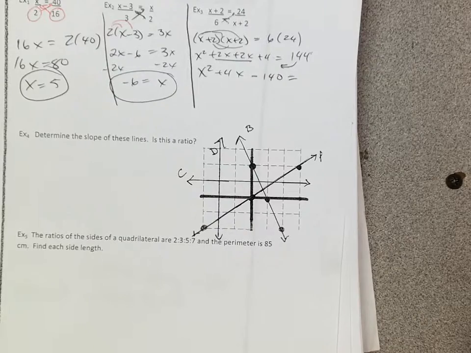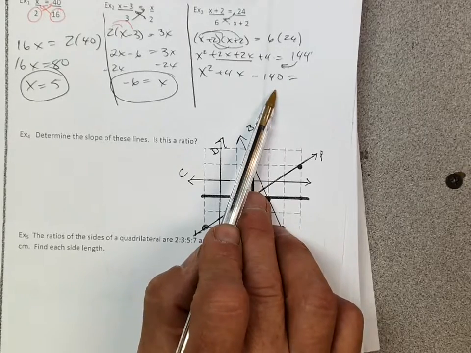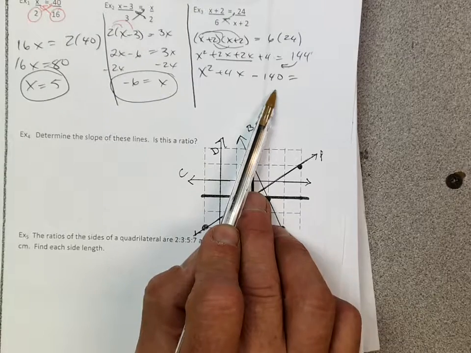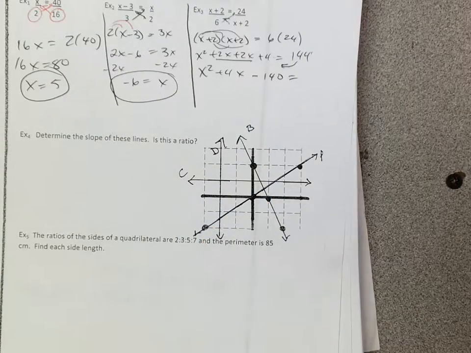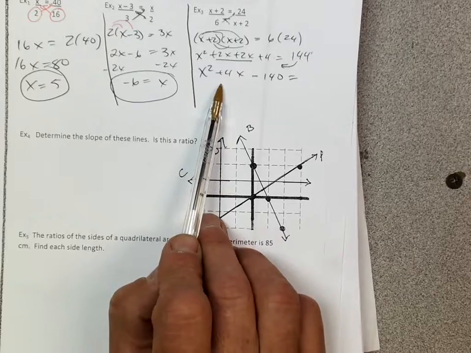What times what makes 140? 14 times 10 is a good combination. There are lots. You're not wrong, you're completely right, Claire. But why do I like 14 and 10 best? It should make a 4x if I put it together right.